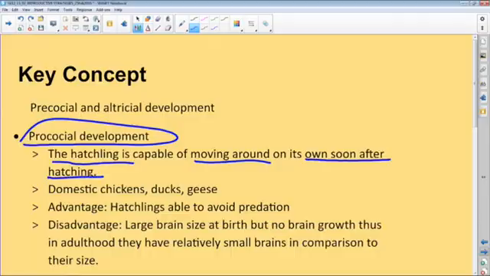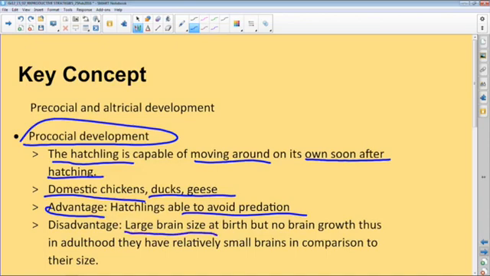You get your domestic chickens and your ducks and geese. Remember I told you a duck can do it. The advantage is the hatchling is able to avoid predation, in other words, predators. The disadvantage is large brain size at birth but no brain growth. Thus, in adulthood, they have relatively small brains in comparison to their body size. So the brain doesn't grow, they stay small. Not a good thing.